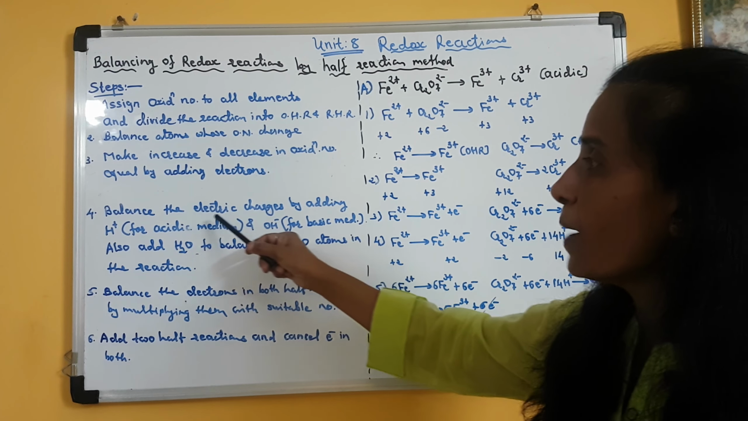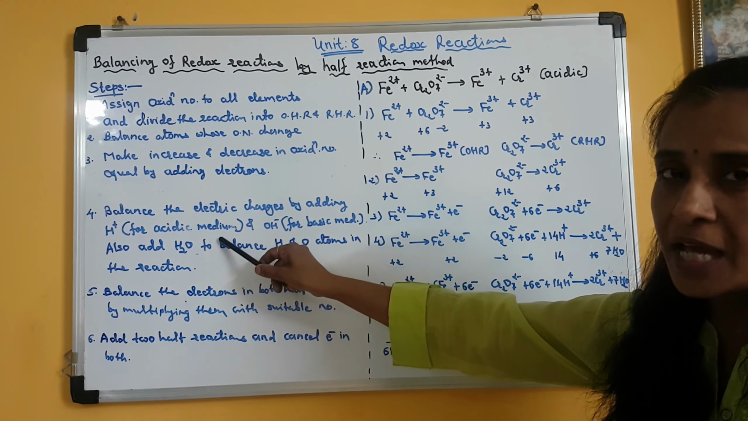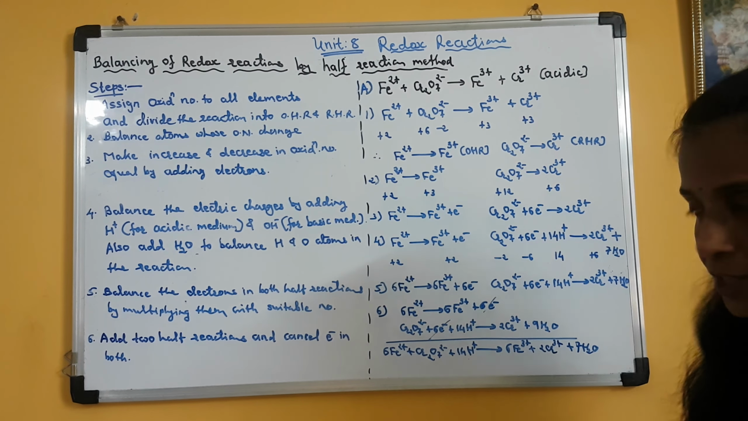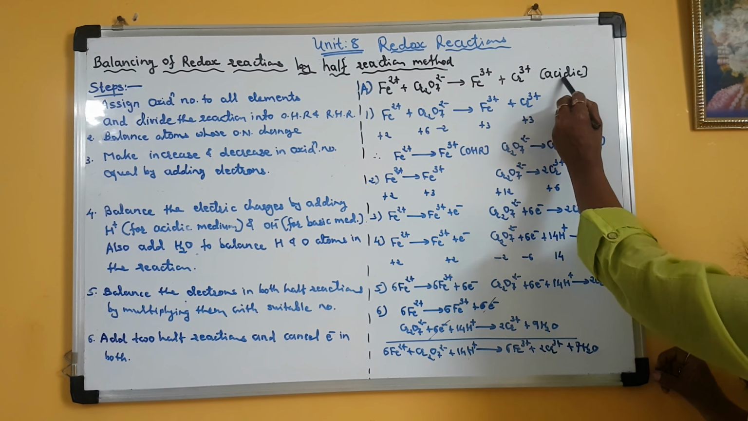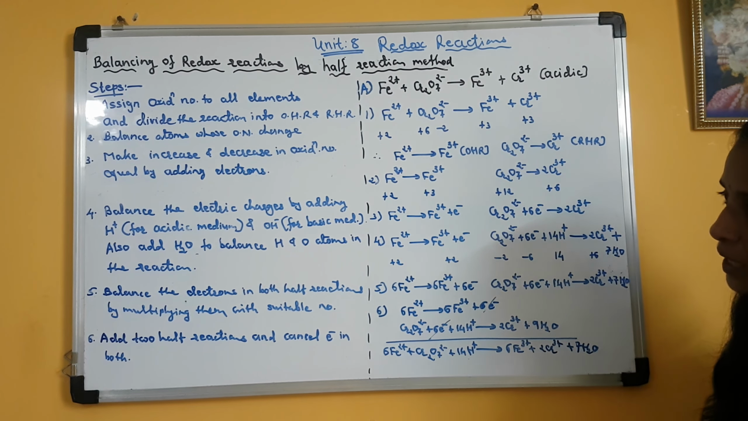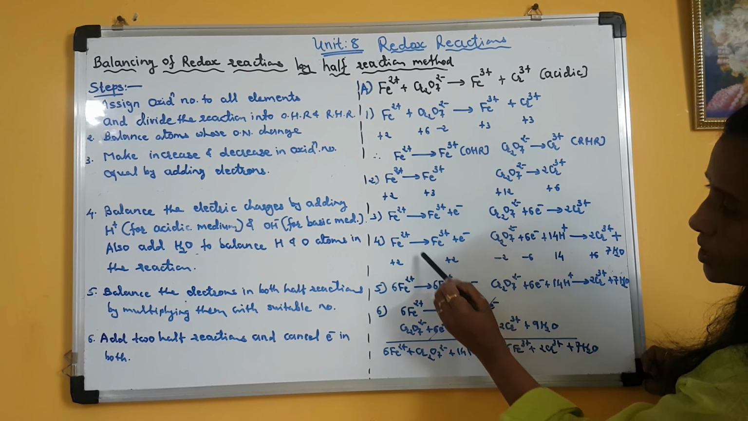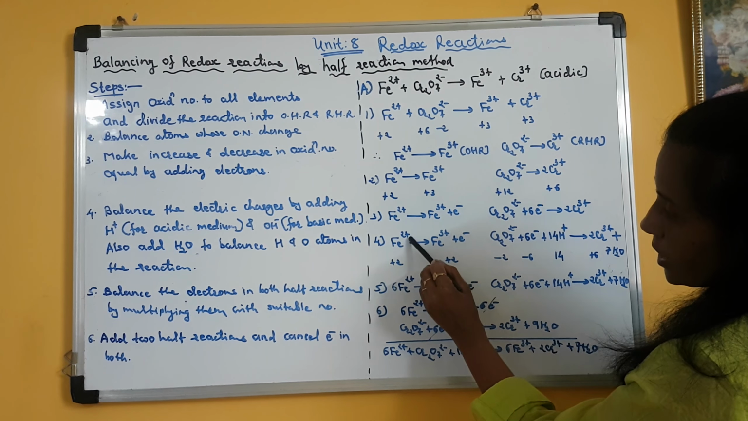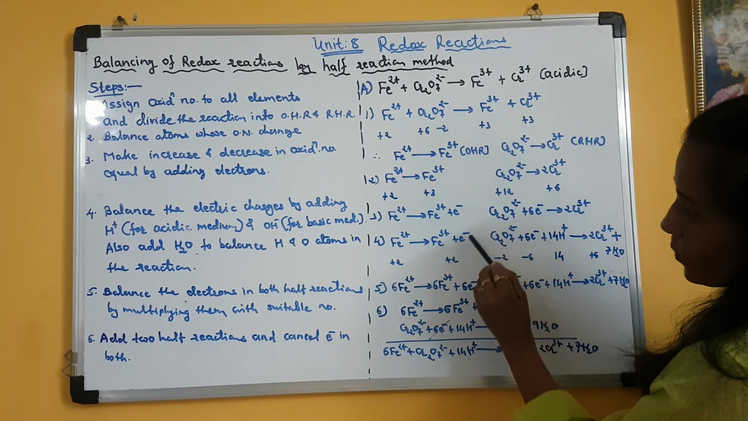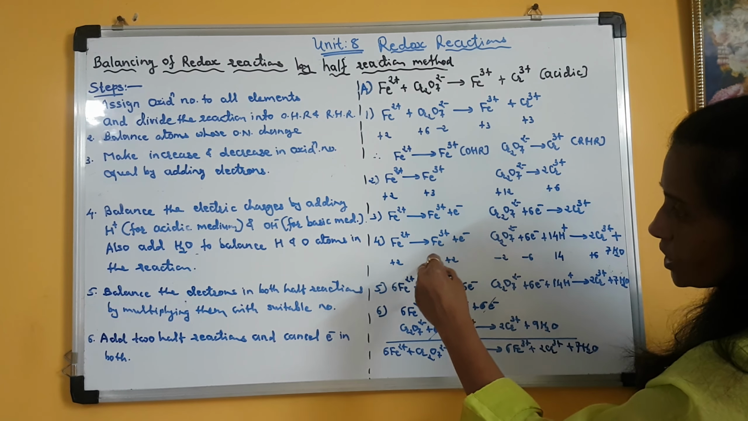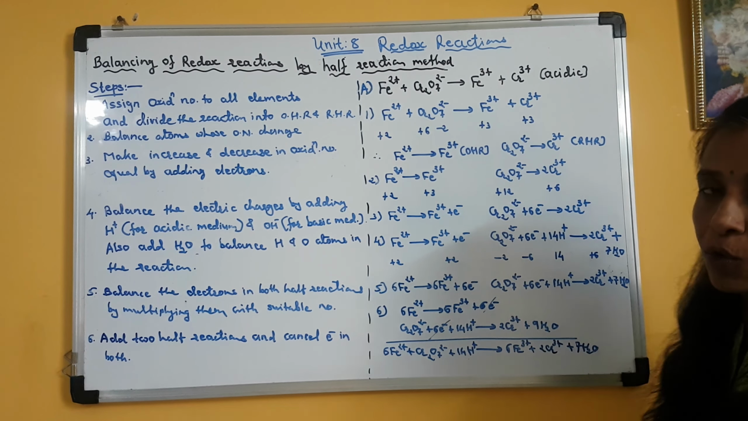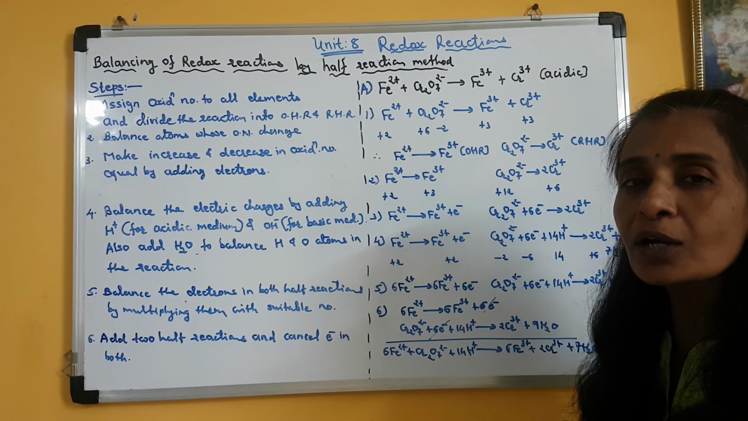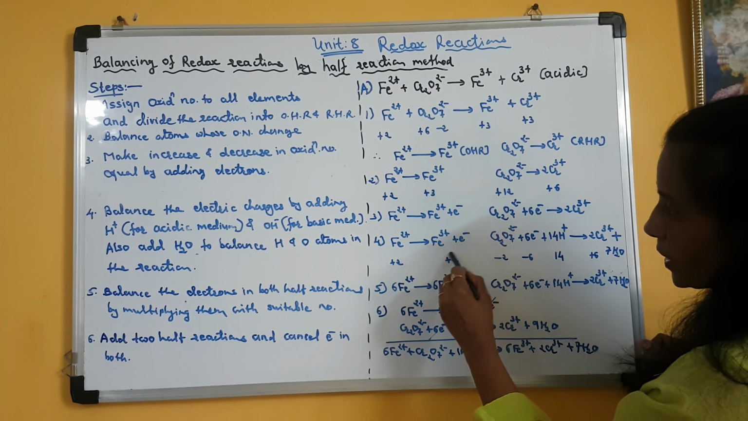Now the fourth step: balance electric charge by adding H plus if it is acidic medium and OH minus if it is basic medium, and also add water to balance hydrogen and oxygen. So here the medium is acidic, so we have to add H plus. Clear? Now in the fourth step, we will focus on the charge, not the oxidation number. So the charge here is +2, here +3 minus 1, so it is +2. So in the oxidation half reaction, electric charges are already balanced. So we need not add H plus, and that is why we did not also add water. Clear? So this will remain as it is.